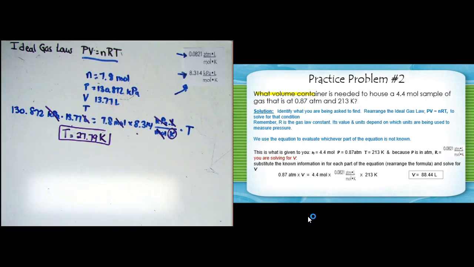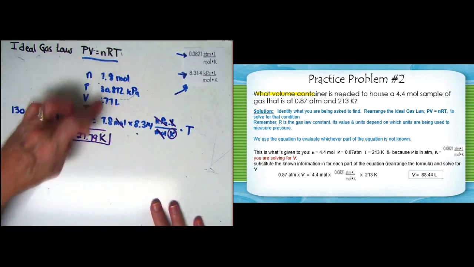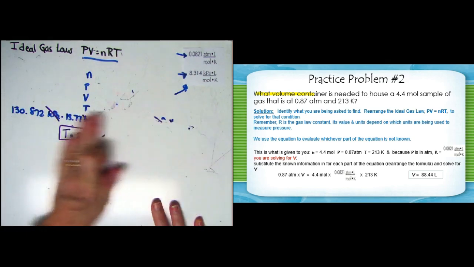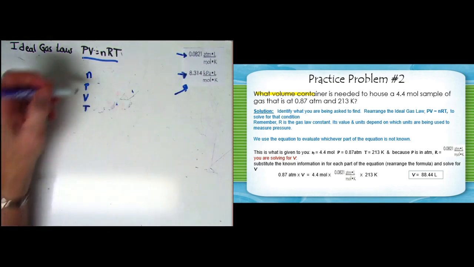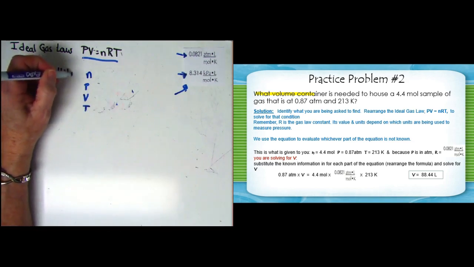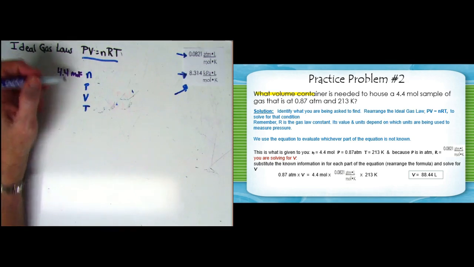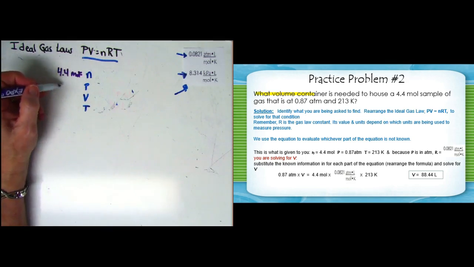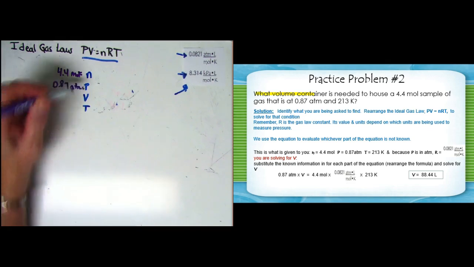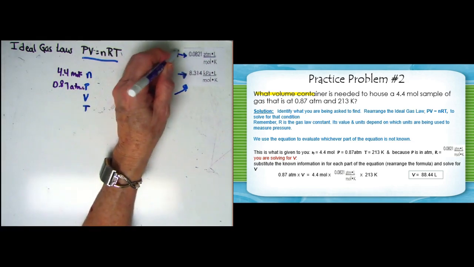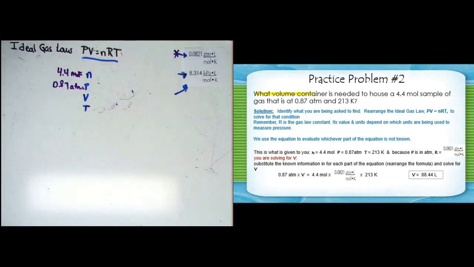We're asking for what volume container. We are looking for volume here. Alright, so let's take this all off. We know we have 4.4 moles of N. We know that we are at 0.87 atmospheres. That tells me I'm going to be using the top version for this problem. Alright, what else do we have? We have 213 Kelvin.